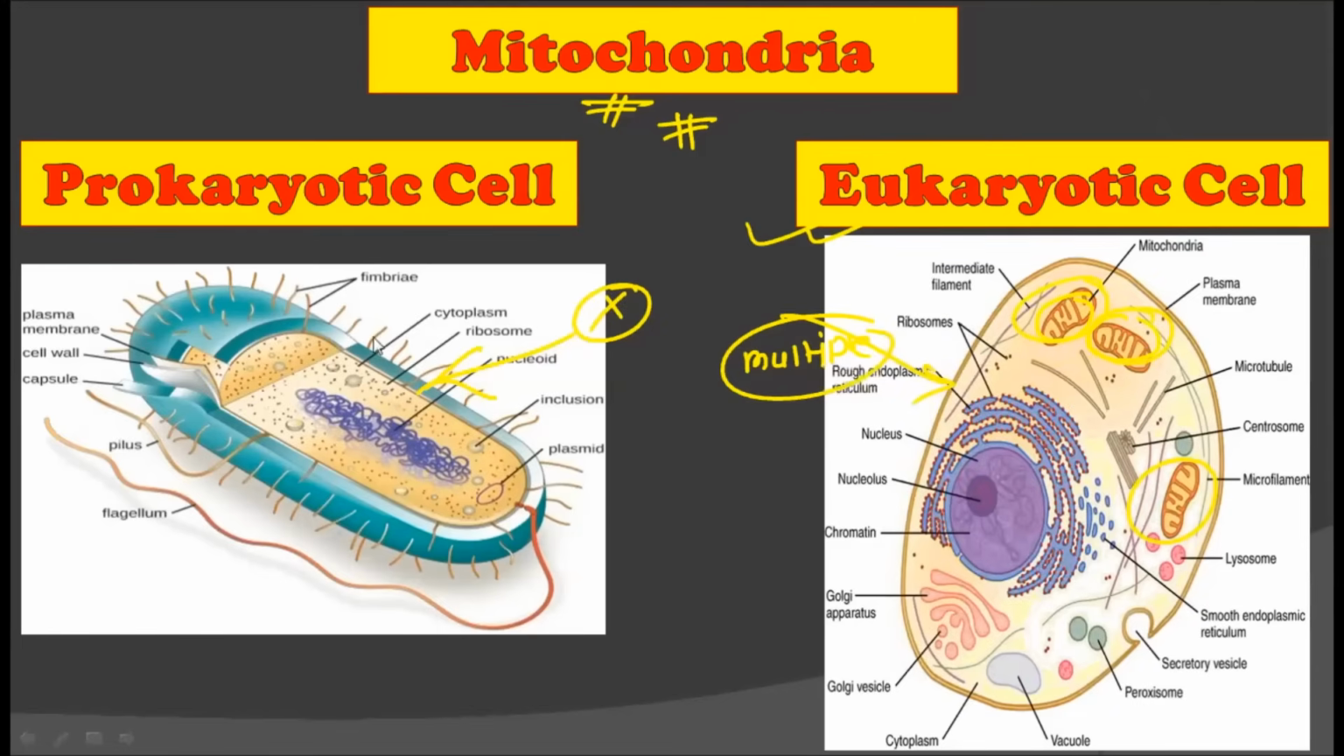While in prokaryotic cells, all the respiratory enzymes are present on their plasma membrane. That is due to the lacking of mitochondria. Their respiratory pigments lie in the plasma membrane, while the respiratory pigments in the eukaryotic cells are present in the mitochondria because they contain multiple copies of mitochondria. The very important difference between the two is that the prokaryotic cells do not show any presence of mitochondria, while on the other hand, there are multiple copies of mitochondria present in the eukaryotic cell.